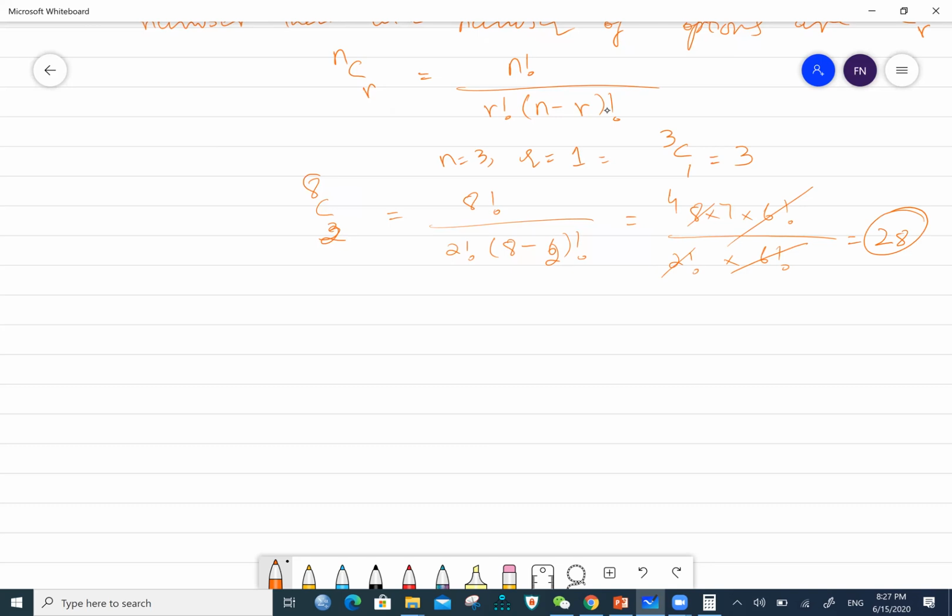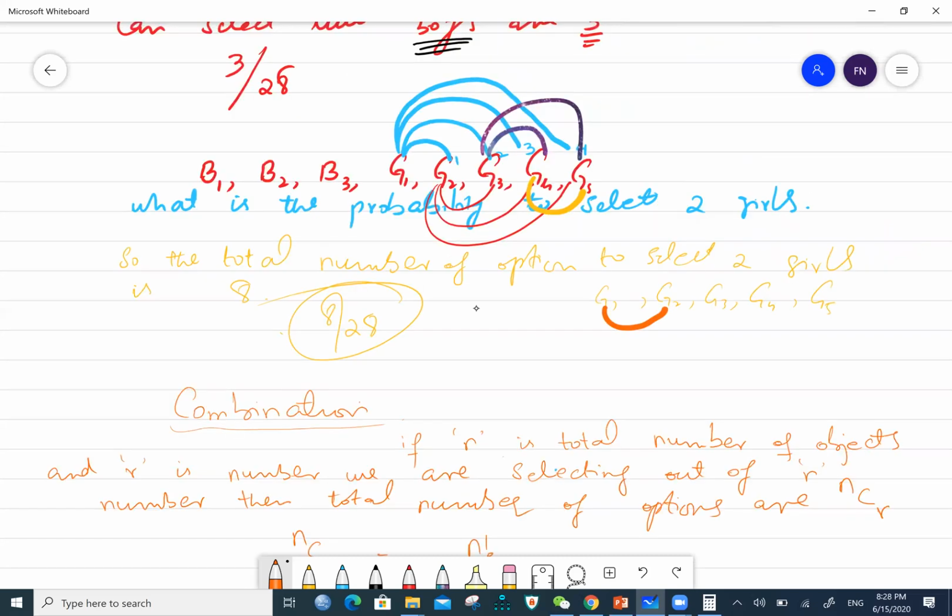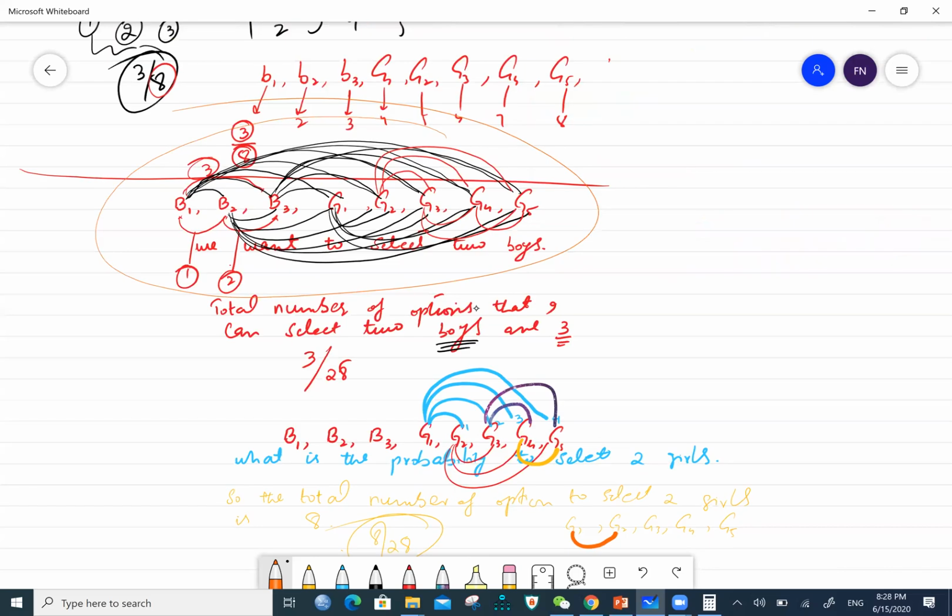I don't want to get into how we solve the factorials, because it is very simple in your calculators. You can simply use your calculators to solve it. Is that clear? So you see, if you use your calculator, you can directly get 8C2 is 28. You don't need to do all this calculation to get 28 options. Is that clear? Okay, very good.